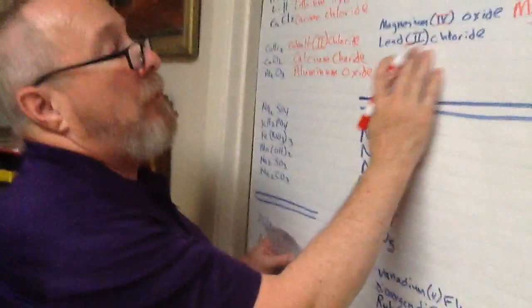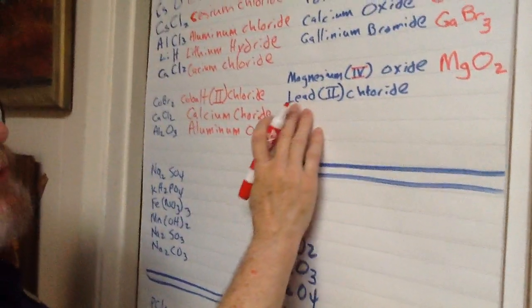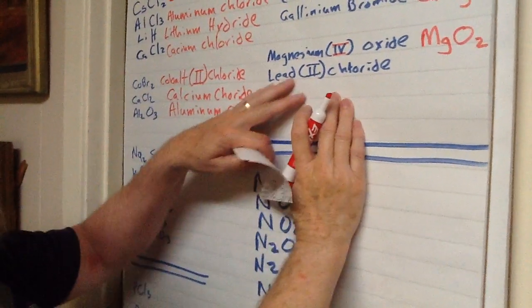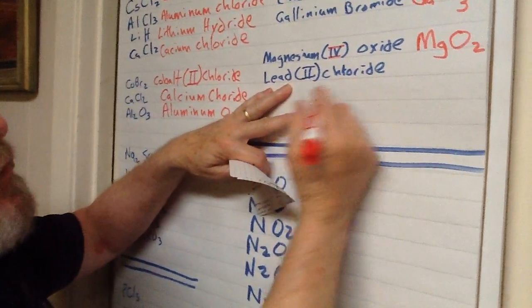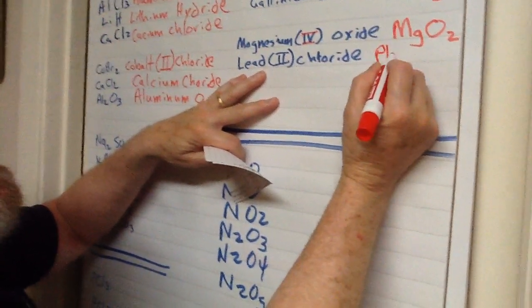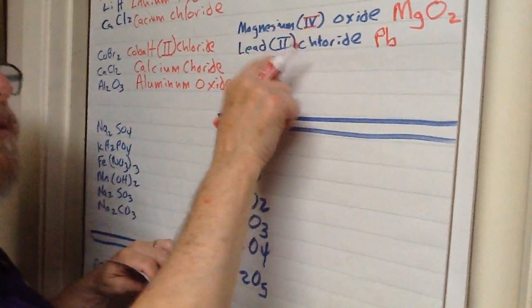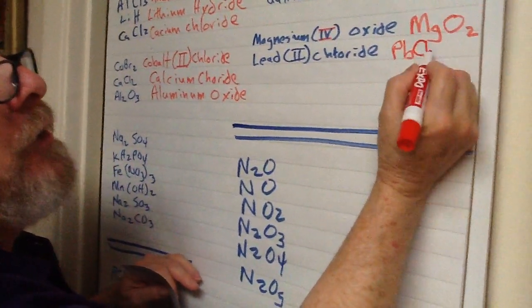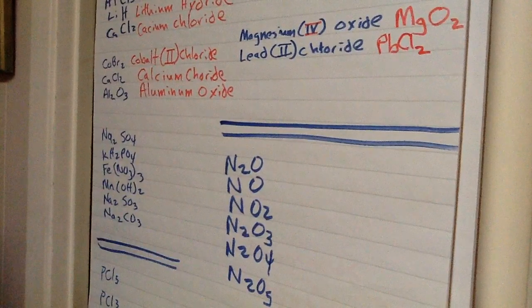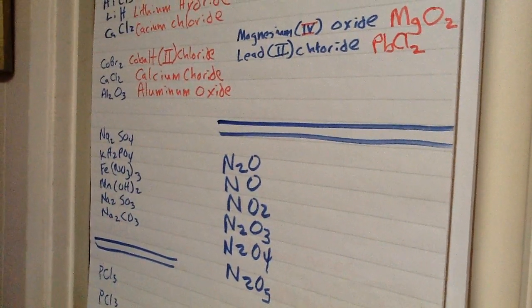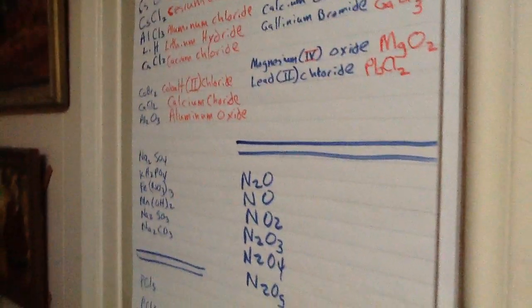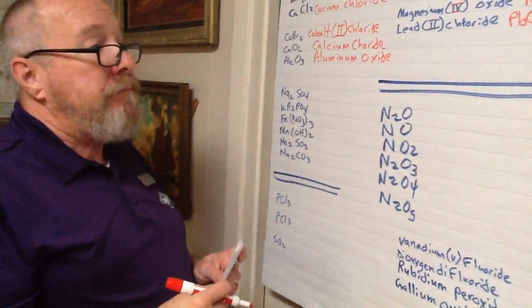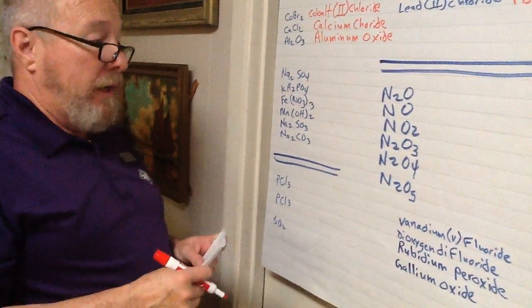And here's lead 2 chloride. So there are 2 different forms of lead, plumbous and plumbic. This one would be the plumbous chloride. It also can be plus 4, but this lead, Pb, has a plus 2 charge because the Roman numeral says it does. Chloride's always minus 1, it's group 7, so I'm going to need 2 of those. PbCl2.